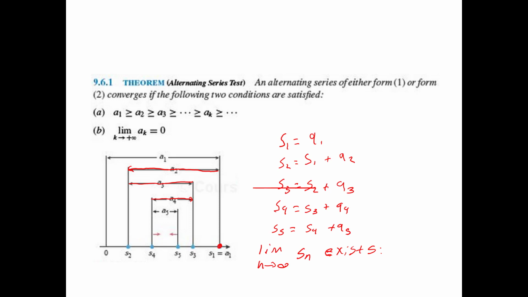So again, we're going to apply this theorem. When I reference this theorem, I'm going to say by AST, alternating series test, right? To apply this theorem, we're going to need the terms of the positive sequence to be decreasing, right? And we're going to need the terms to go to 0.